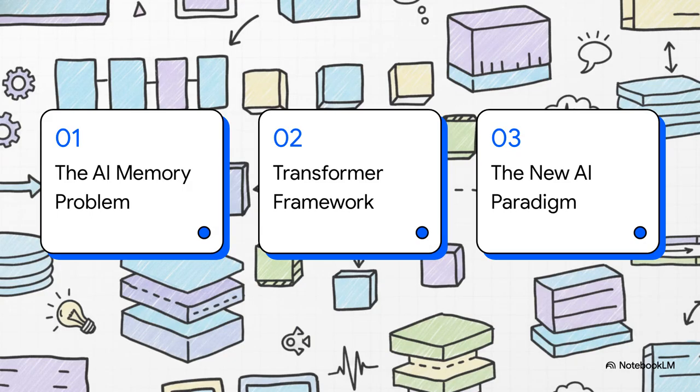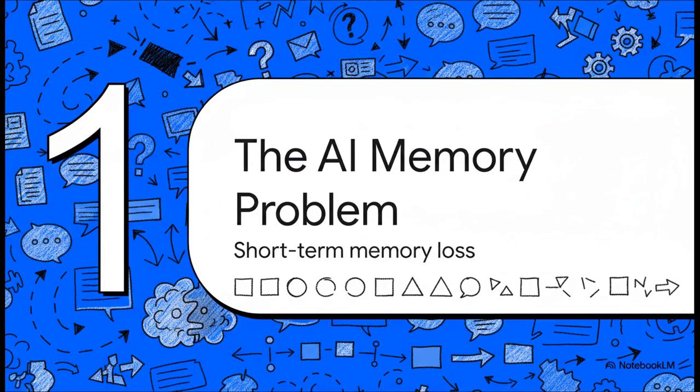We'll be building our understanding in three distinct layers. Number one, the AI memory problem. Number two, the transformer framework. And number three, the new AI paradigm. Okay, let's kick things off with section 1, the AI memory problem.